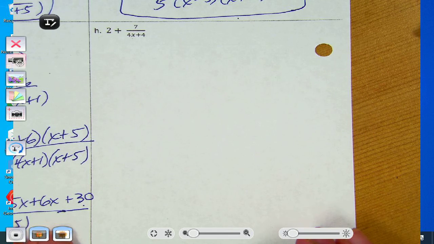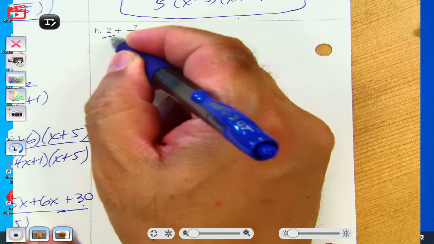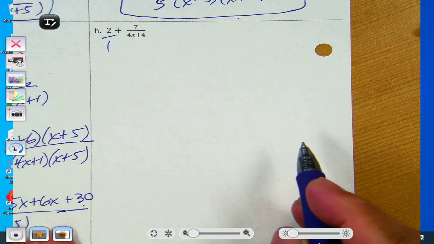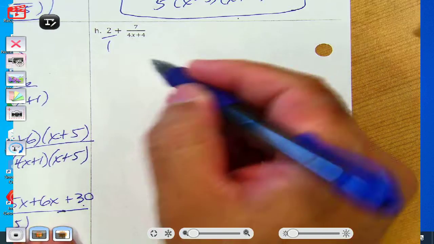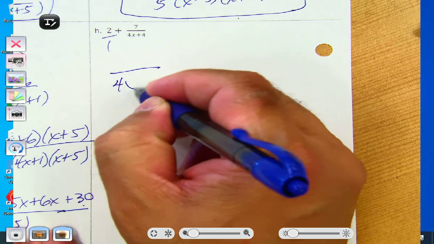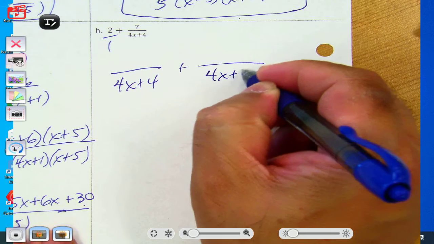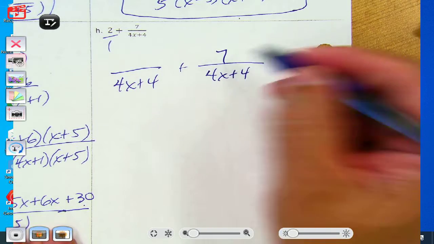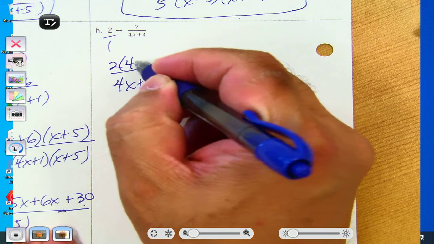If you don't see a fraction, what can you do? Put 1 under it. Alright, so then what's the common denominator? 1 and 4. 4x plus 4. Why would it be 1? What's 1 times 4x plus 4? Oh, 4x plus 4. Alright, so that means 2 gets multiplied by 4x plus 4.